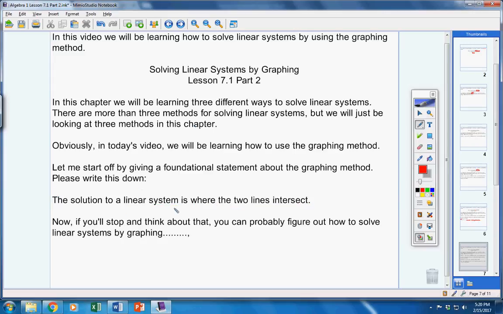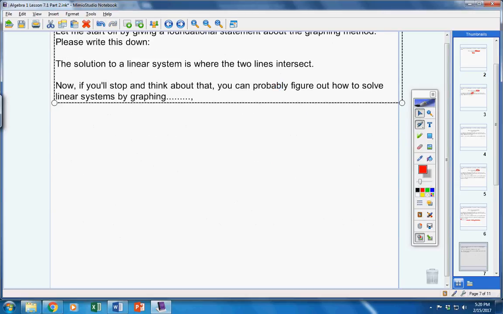Now if you'll stop and think about that last comment that I just made, you can probably figure out how to solve linear systems by graphing without me even teaching you. I mean, seriously guys, think about it. If I'm telling you the answer to a linear system is where the 2 lines intersect, you guys do know how to graph linear equations, right?